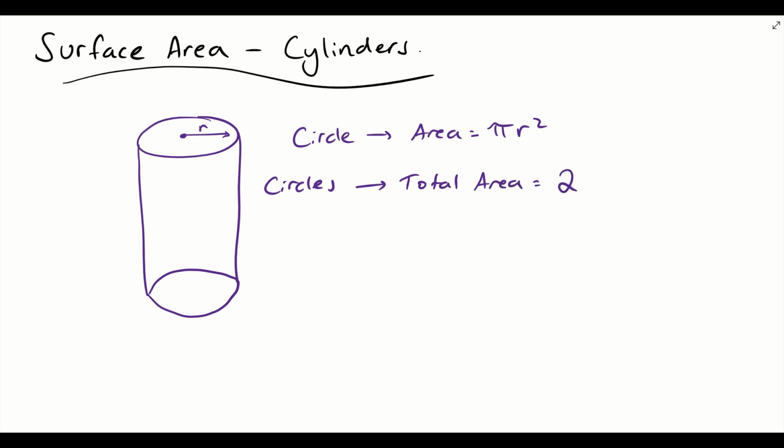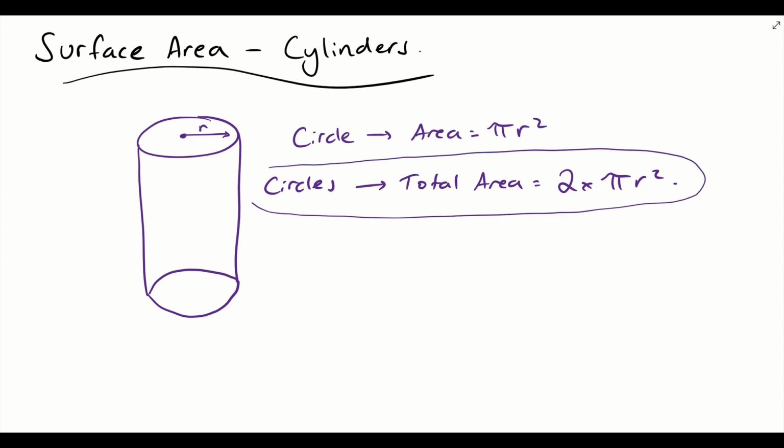And therefore, if we look at the two circles, the total area is equal to two lots of this, 2 times pi r squared, because we've got one on the top and we've got a circle on the bottom. So this is the circles component of our surface area. Now we need to take a look at how we can calculate the surface area of this cylindrical bit that wraps around the whole thing.